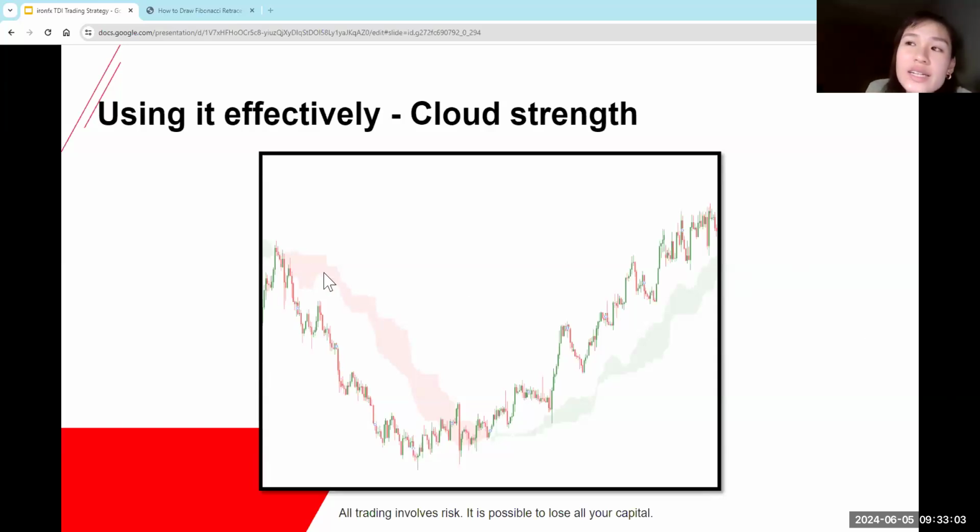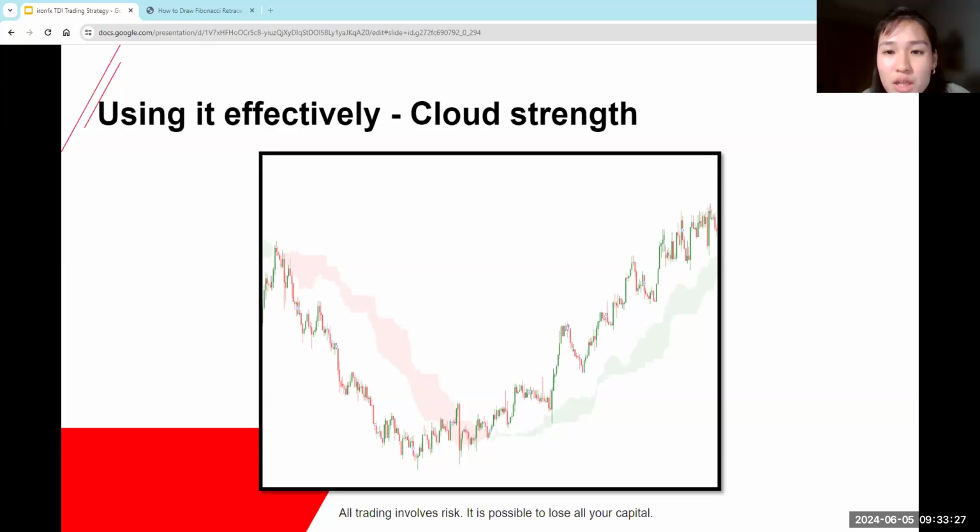Okay, so here's how we use it. Basically, you can see really clearly when price moves below the cloud, it's a bearish signal. If it moves above the cloud, it's a bullish signal. Pretty straightforward there. So that's how we use TDI in combination with Ichimoku.